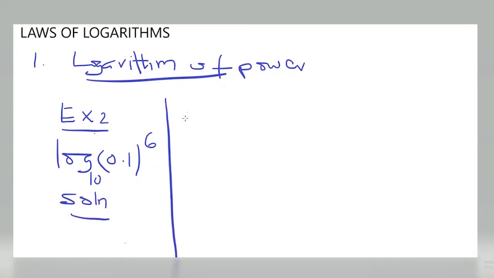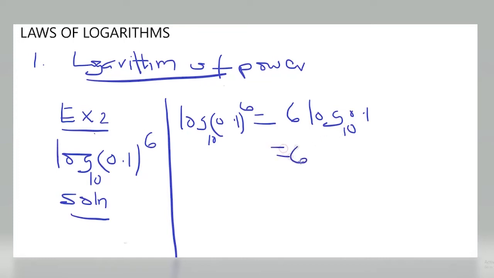This can be written as logarithm of 0.1 power 6 to base 10, which is equal to 6 times logarithm of 0.1 to base 10. Now express this in power form and get the answer, which is 6 times logarithm of 0.1 to base 10. I hope we can get the value of logarithm of 0.1 to base 10 by expressing it in power format.